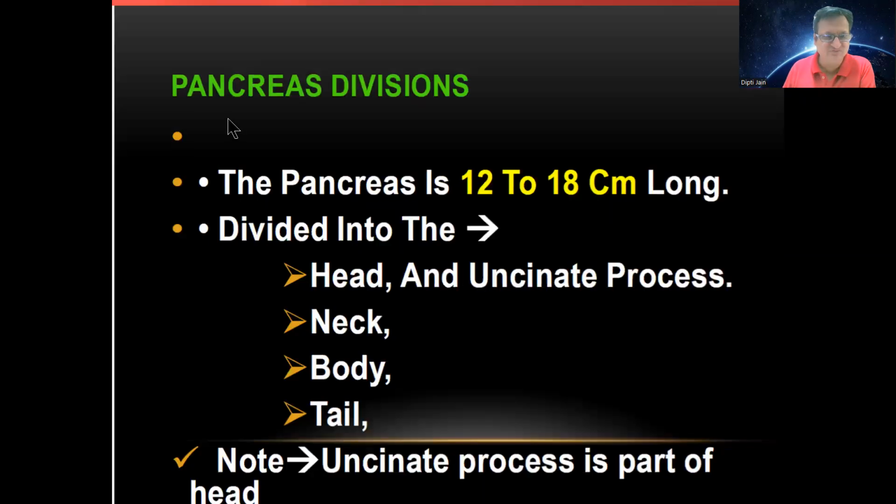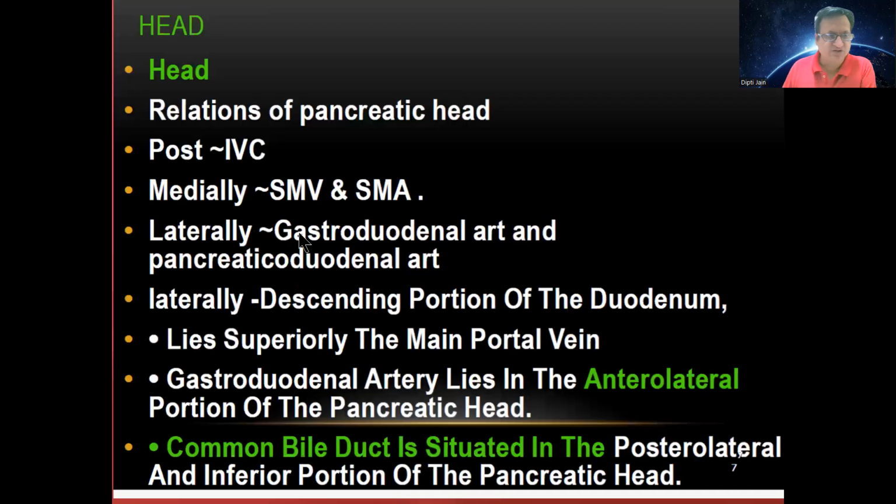So pancreatic divisions: pancreas is a 12 to 18 centimeter long organ having the head with the uncinate process, which is part of the head, neck, body and tail. These are the divisions of the pancreas. So relationship of the head.